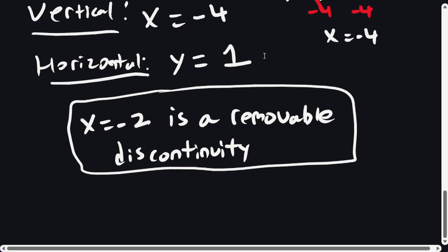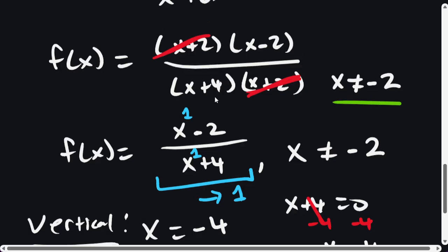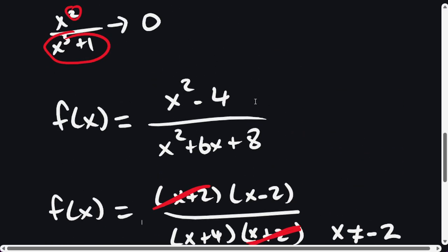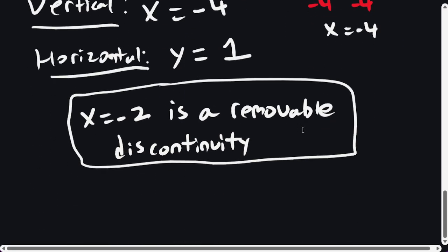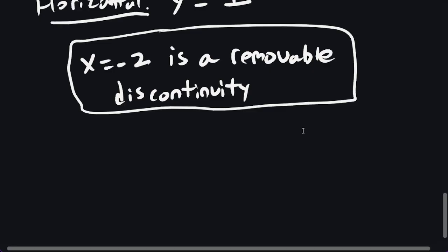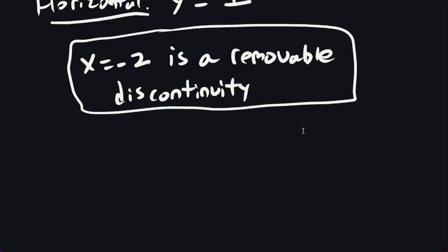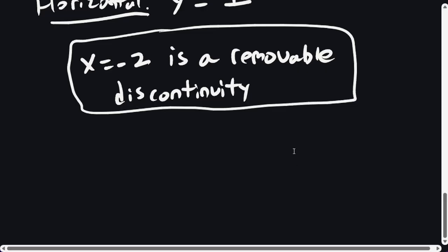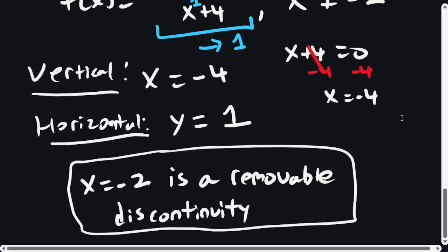And what's important about a removable discontinuity is that if you take a look at the graph of f of x, so if you actually graph this entire function, x squared minus 4 over x squared plus 6x plus 8, then at x equals negative 2, there will be a hole there. There will be an open circle because you cannot graph that portion. F of negative 2 is undefined, so you cannot graph that specific piece. So there's a hole there, there's a removable discontinuity. And that's important to understand when you graph this function. So that's how you find the asymptotes of any rational function.